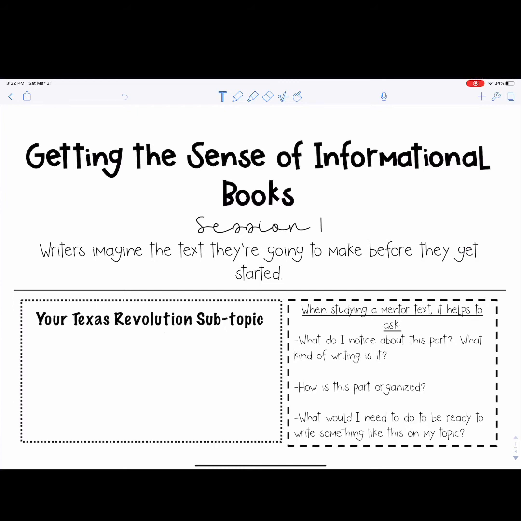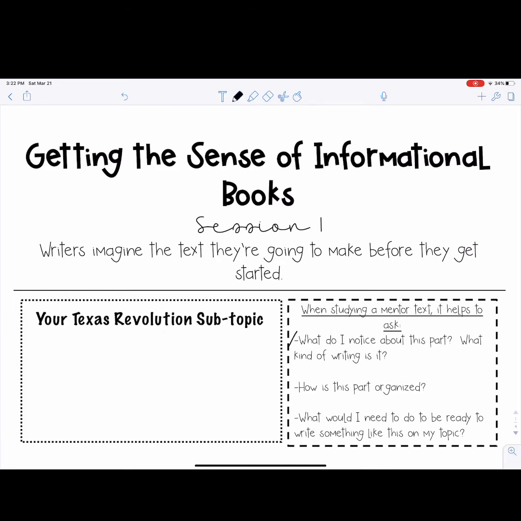And what's going to be interesting about this unit is we are going to use a mentor text that was written by a fourth grader, just like you. And so today we're going to look at that mentor text, and we're really going to be asking 3 questions.